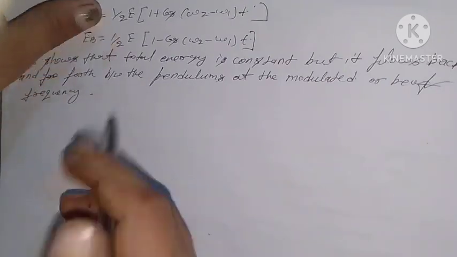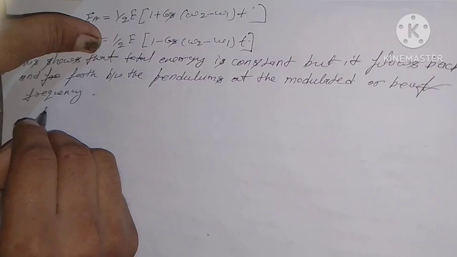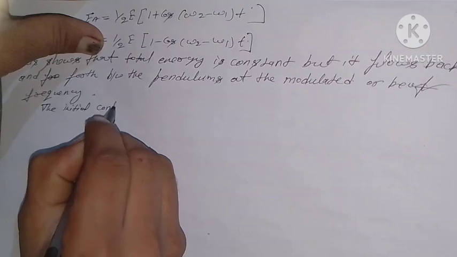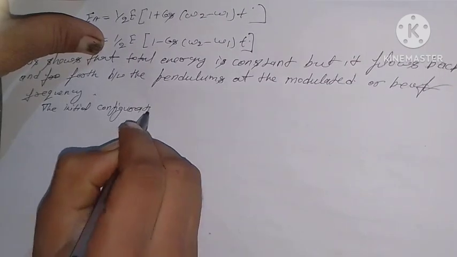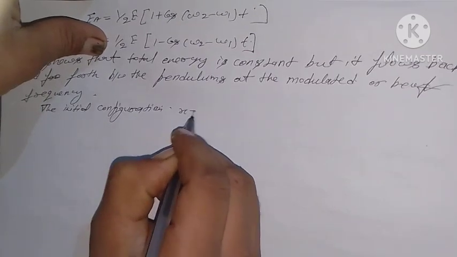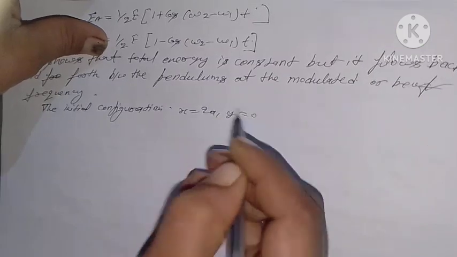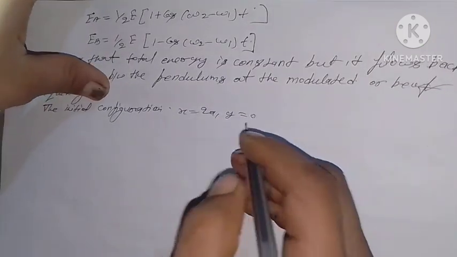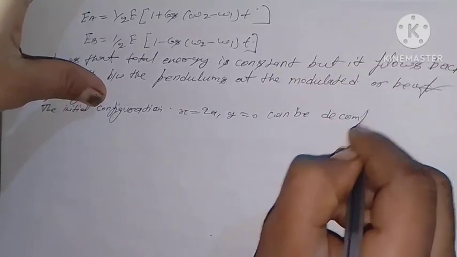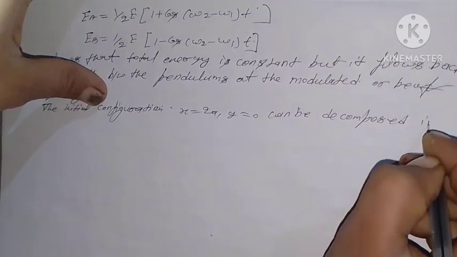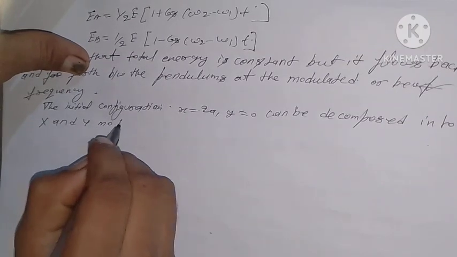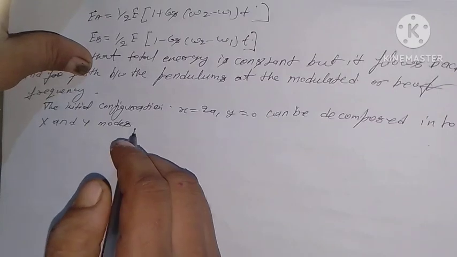The initial configuration x equal to 2a and y equal to 0 can be decomposed into capital X and capital Y modes. Capital X and capital Y modes are shown in the figure.